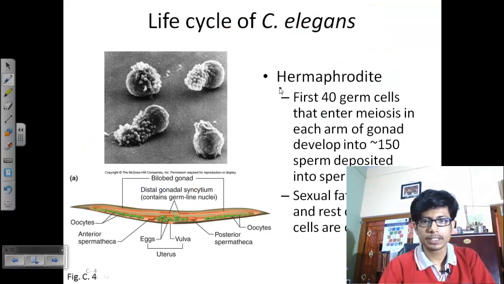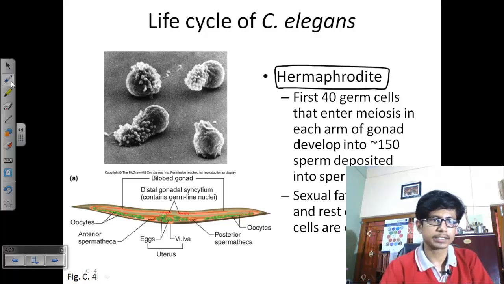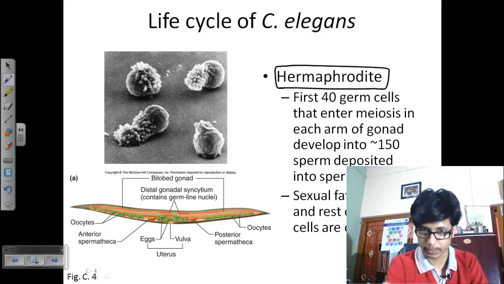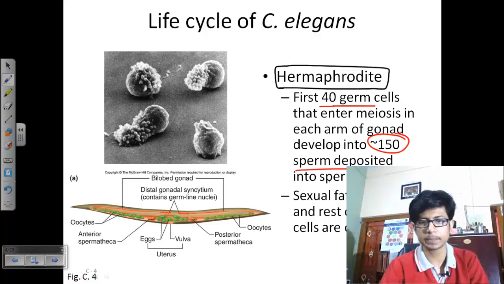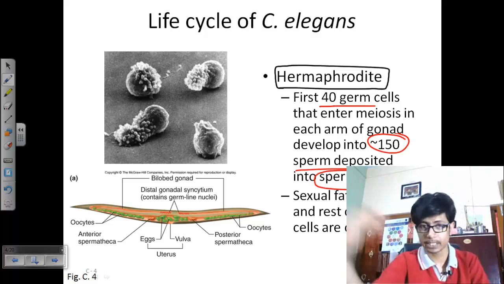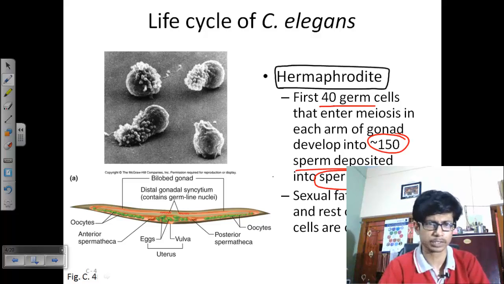Now, about the hermaphrodites: I told you that they have the chance to produce eggs as well as sperm. Usually the first 40 germ cells that enter the meiosis phase in each arm of the gonad develop into approximately 150 sperm. They are deposited in a specific region called the spermatheca, present in the proximal as well as the distal gonad of the hermaphrodite body.